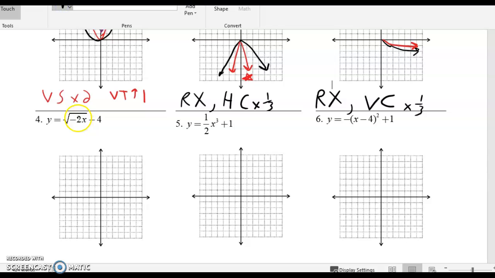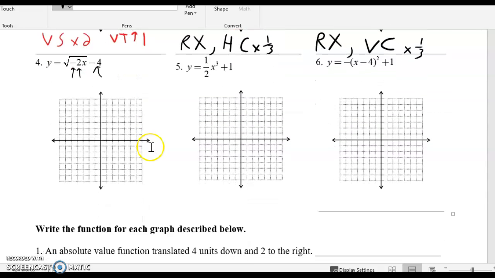Number 4 down here, we have 4 things happening. We got a -4, we got a 2, and then we have a negative. They do not do the same thing. They do different things. So our square root function goes like this, but there's a negative on the inside. What does that do? That is a reflection.